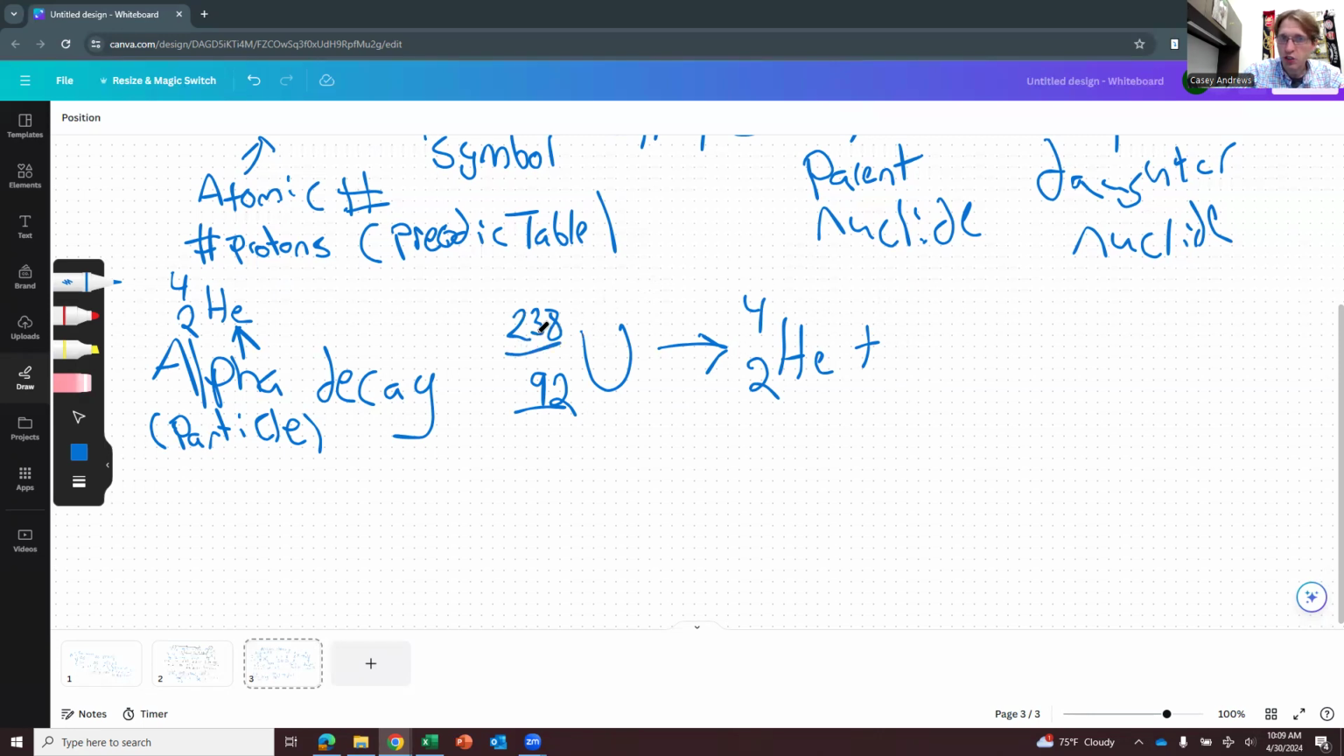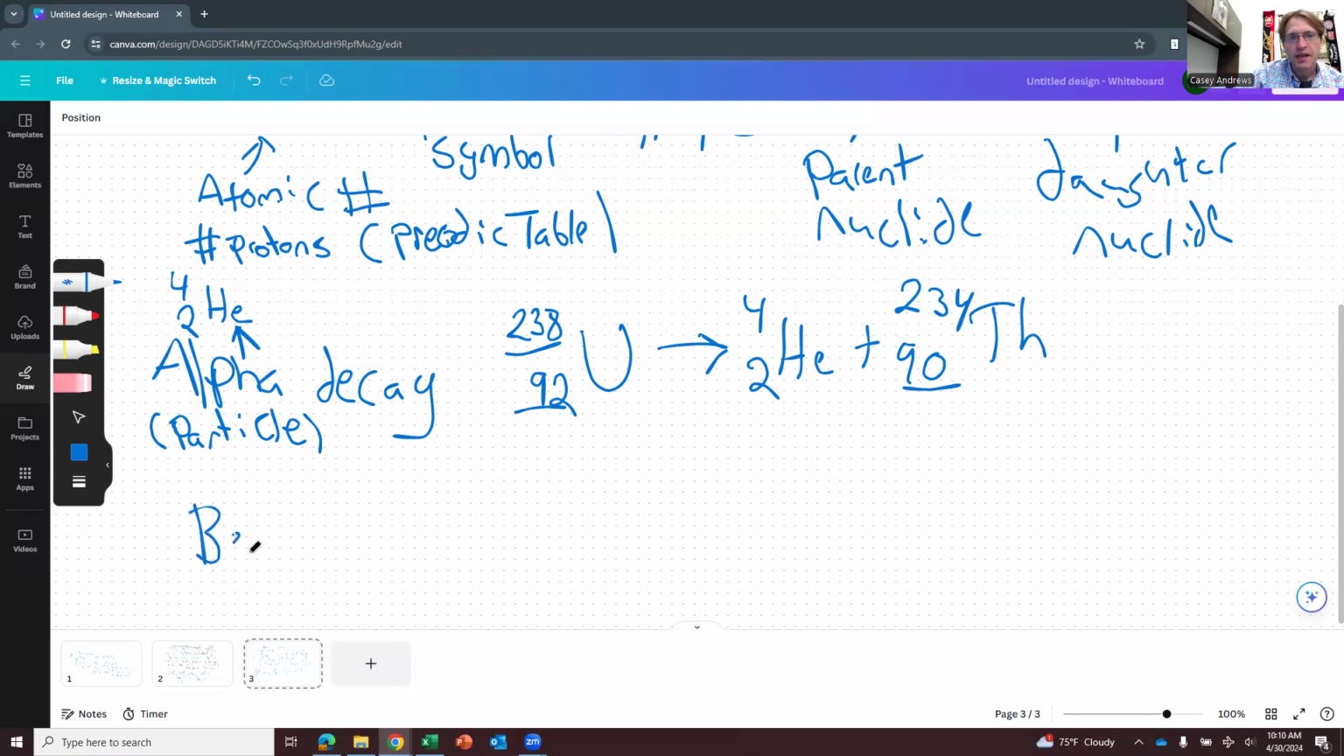For nuclear chemistry, the trick is the top number has to be the same on both sides of the equation. So I have 238 on the left, and if I have 4 on the right, I have to have 234. For my bottom number, if I have 92 on the left, I have 2 here, and I'll have 90 there. So 2 plus 90 is 92. Now I have to tell what element this is. So I look on the periodic table and find element number 90, and that'll be Th. So Th-234 is my daughter nuclide. So that's an alpha decay. You are making a helium-4.